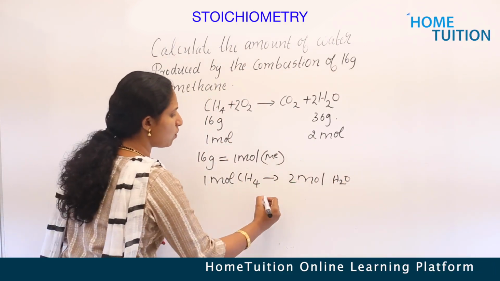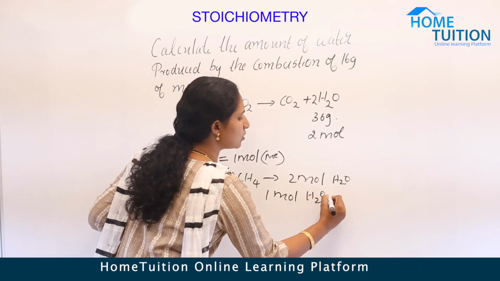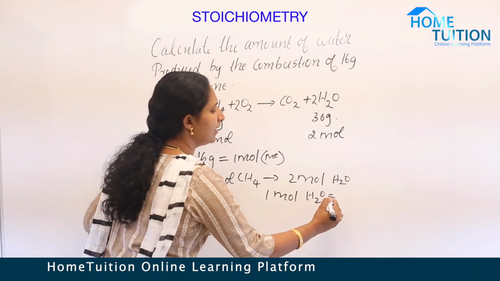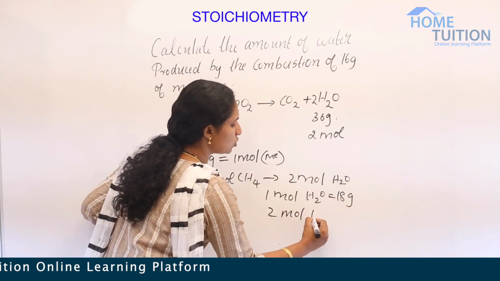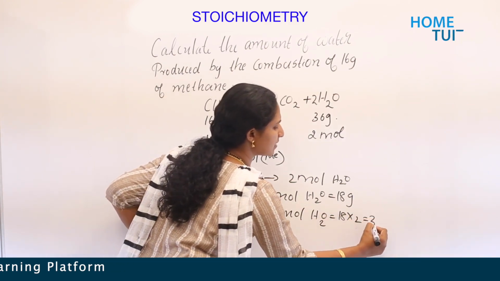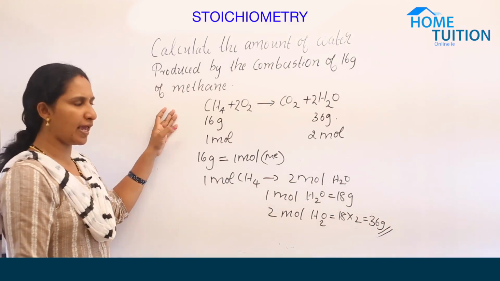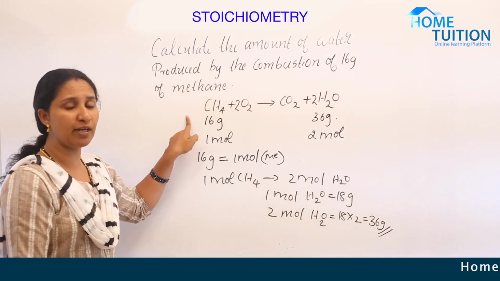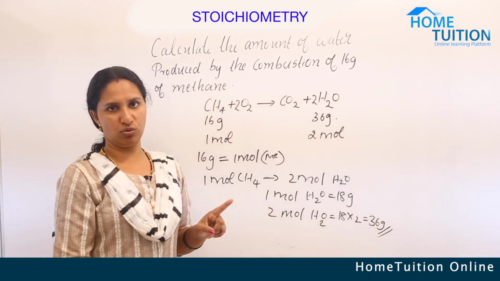And the mass of 1 mole H2O is what? 1 mole H2O is equal to the molecular mass of water, which is 18 gram. So 2 mole H2O is equal to 18 into 2. Our answer is 36 gram. So as per the equation we can say 16 gram of methane during combustion produces 36 gram H2O.